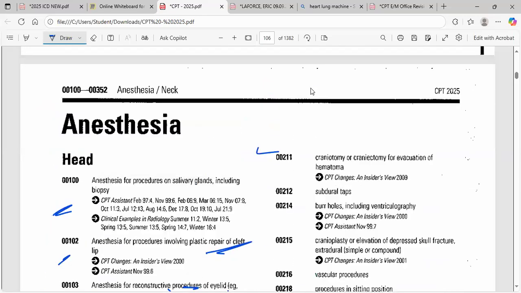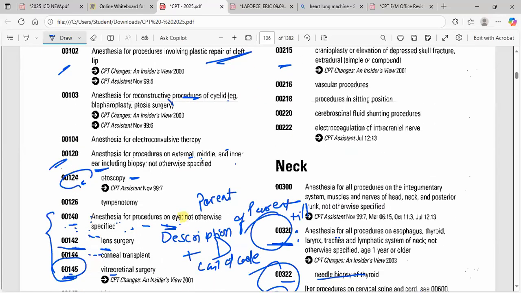Then we have craniotomy, craniectomy, removal of cranium. Otomy means incision, doing an incision in the cranium. Ectomy means removal of the cranium. So whenever there is a removal of the cranium for the evacuation of hematoma, and the procedure is craniectomy and the doctor has given the anesthesia for this one, we are going to use 00211. For subdural tap, we are going to use 00212. For burr holes, 214, 215. For vascular procedure, 216, and so on.